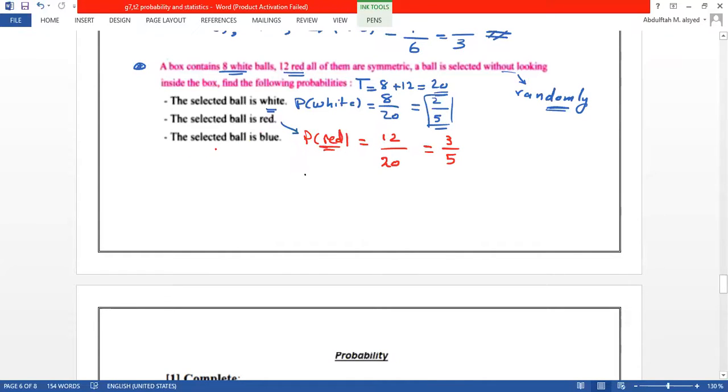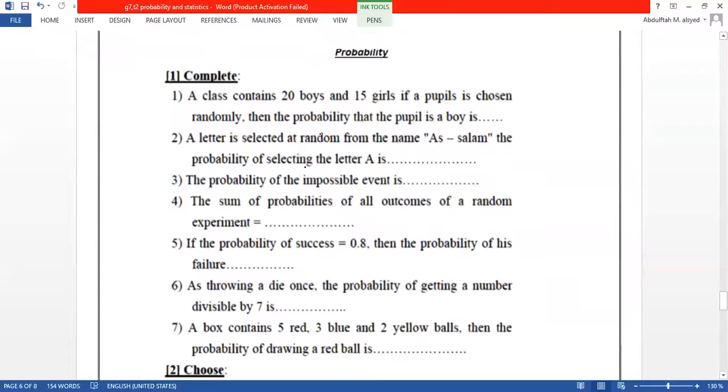What is the probability that the selected ball is blue? Is there any blue here? No blue balls. So this event is impossible, so the probability of getting blue equals 0. Okay, so let's start.